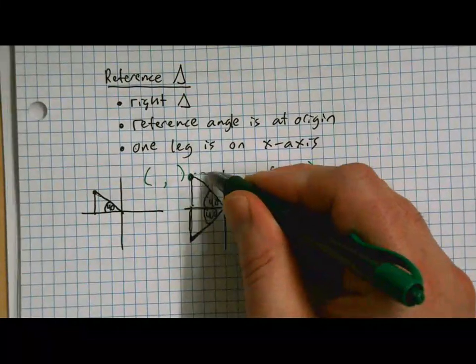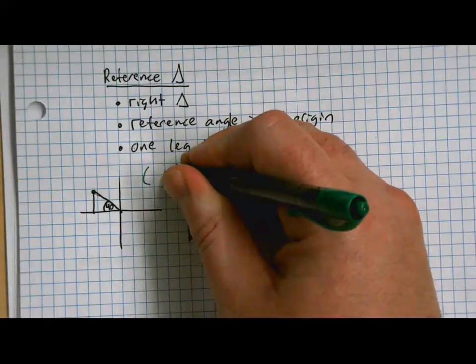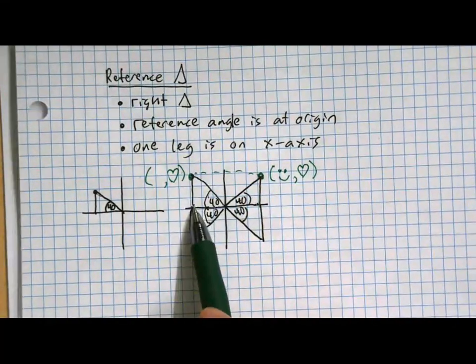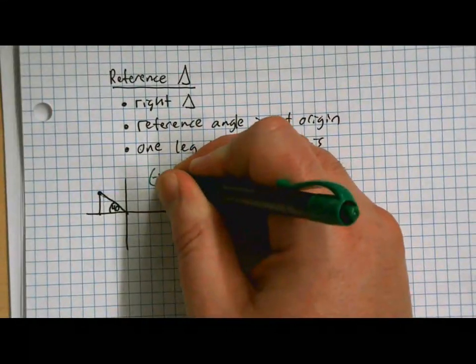Wouldn't the y coordinate be exactly the same? They're right across from each other. It'd still be heart symbol. But the x coordinate wouldn't be smiley face. It would be negative smiley face, right?